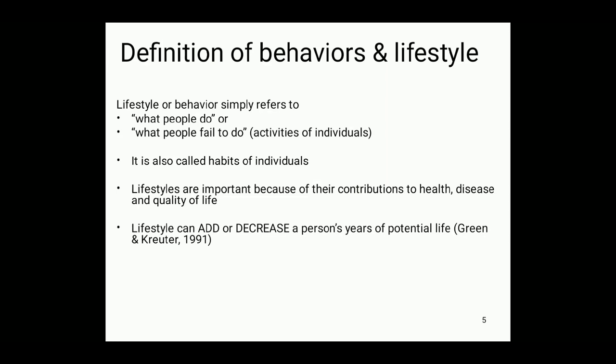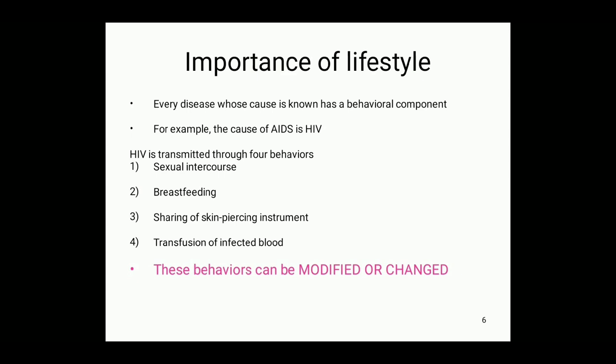Why is lifestyle important? The importance of lifestyle. Every disease whose cause is known has a behavioral component. Let's use the example of HIV. The cause of AIDS is HIV. In other words, the individual needs to be infected with HIV in order for it to develop into the disease called AIDS. So once we already know the cause of AIDS to be HIV, then we are in a better position to know how HIV is transmitted through behavior.